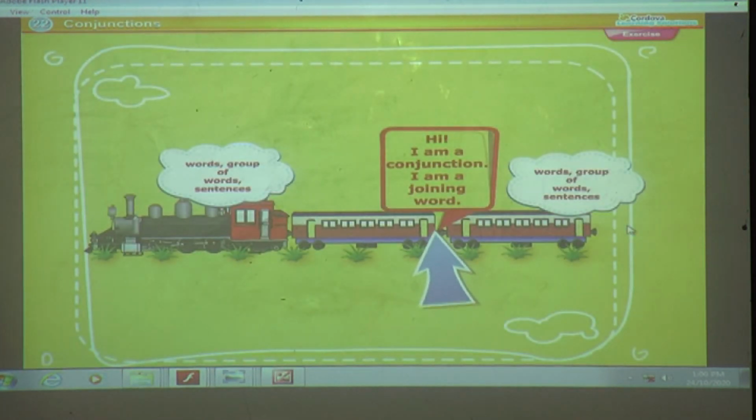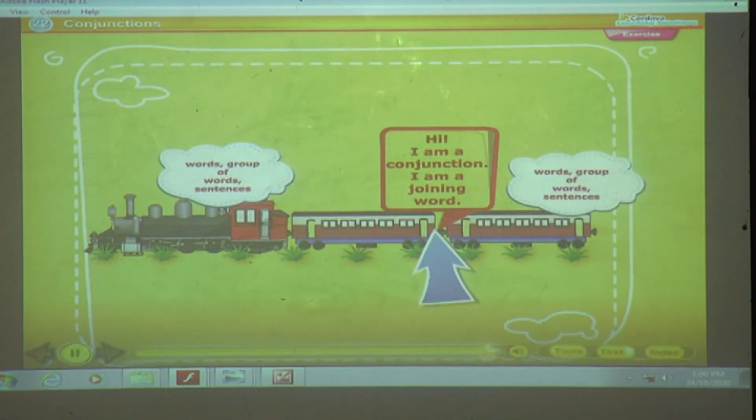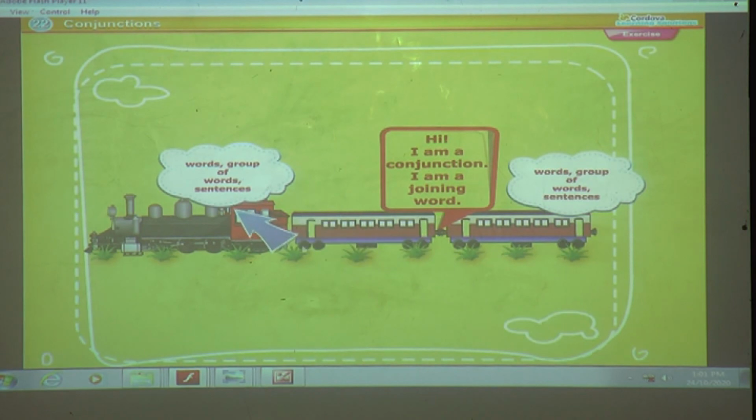Hi, I am a conjunction. I am a joining word. Words, groups of words, sentences.